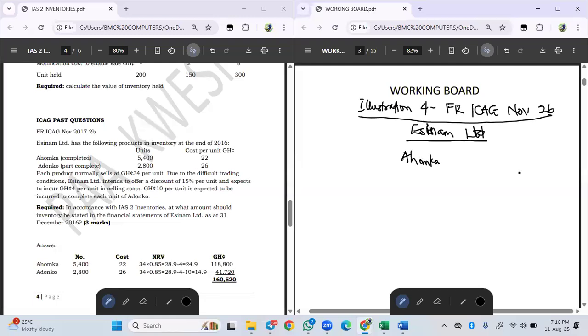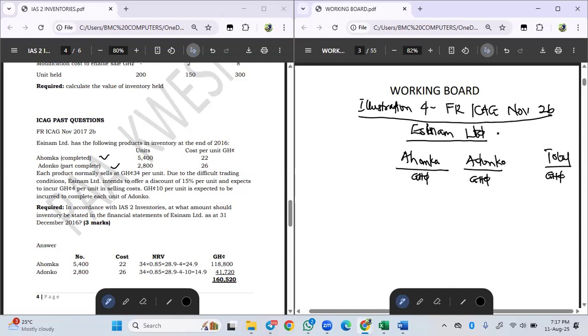So Ahunka is what type of inventory? Looking at this, the finished product. And Adonko, work in progress. Thank you. Please, I didn't hear what she said. So the first one you see completed, so finished goods. Adonko is part completed, work in progress. I hope you understand.